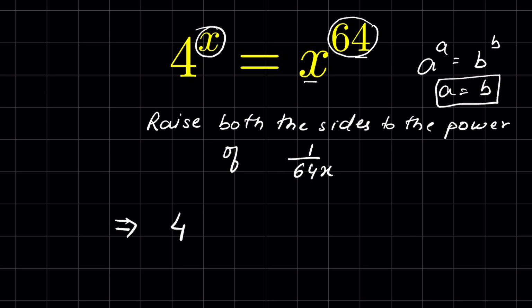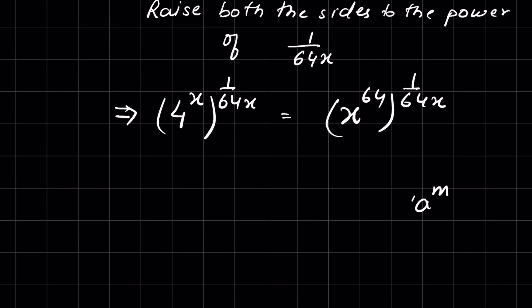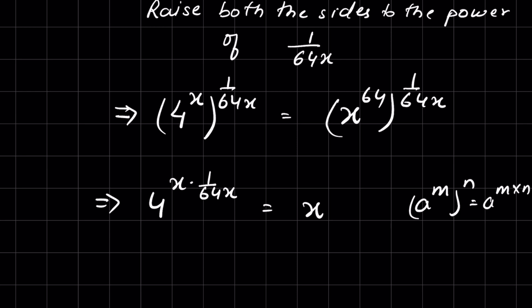Now 4 raised to the power x whole raised to the power 1 upon 64x is equal to x raised to the power 64 whole raised to the power 1 upon 64x. Now we know if a raised to the power m whole raised to the power n, then this is equal to a raised to the power m times n. So this will be 4 raised to the power x times 1 upon 64x is equal to x raised to the power 64 times 1 upon 64x.